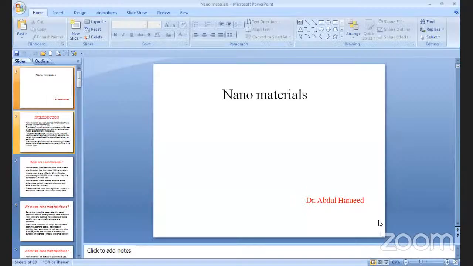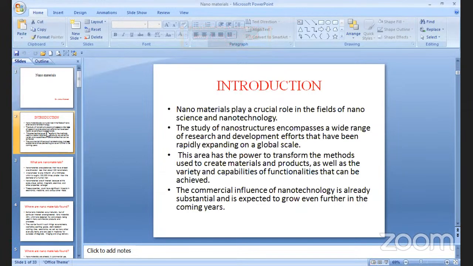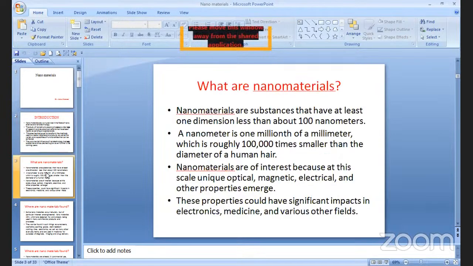Okay, so already we have seen the introduction of nanomaterials and all those things. So we'll revisit what we studied in the last class, and then we'll move to the preparation methods, the synthesis of nanomaterials with different techniques. We have already seen that nanomaterials have a size of less than 100 nanometers. In that dimension, we call it a nanomaterial.